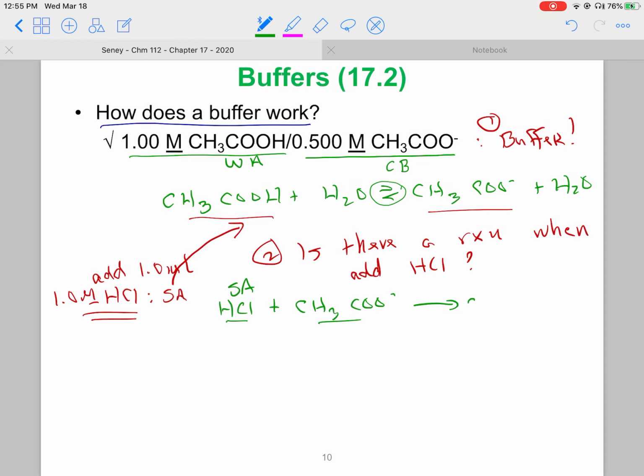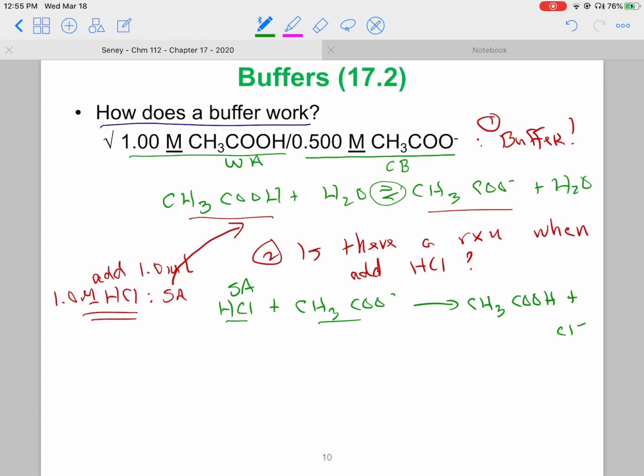So here we've got HCl. We see that what happens is we've got our acetic acid and we've got our chloride minus left. And so we do have a reaction. Here, HCl is going to be consumed by the acetate.